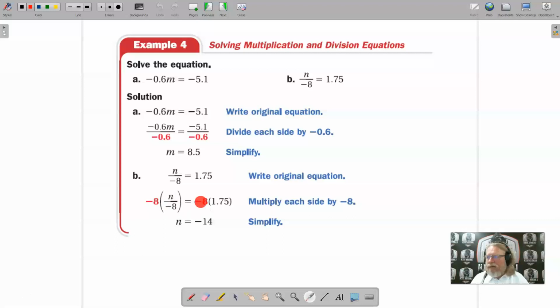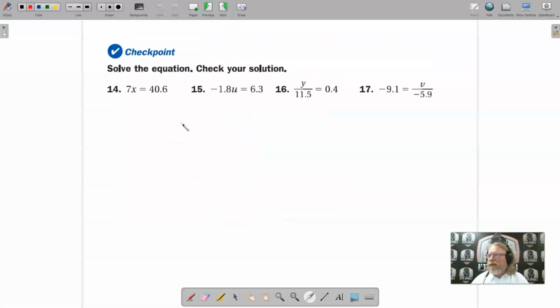And what we do to one side, we do to the other. The negative 8's are going to cancel each other, leaving us with just n. And negative 8 times positive 1.75 is going to equal negative 14, because negative times positive is negative. So let's see if we have some examples here. Indeed we do. Let's do 14 and 16.